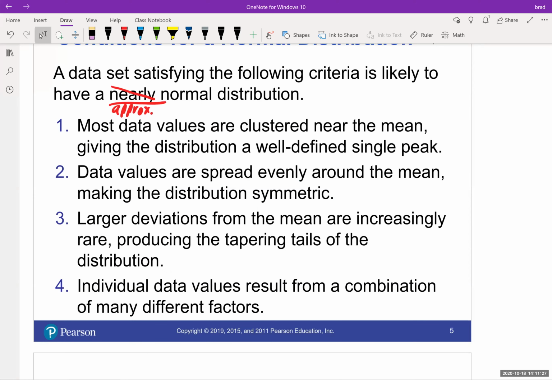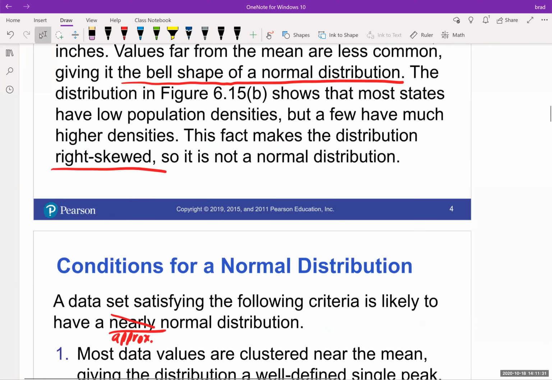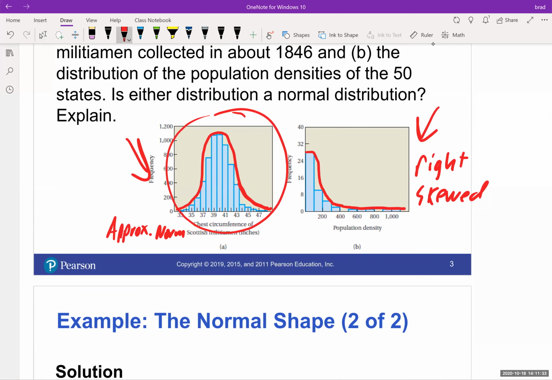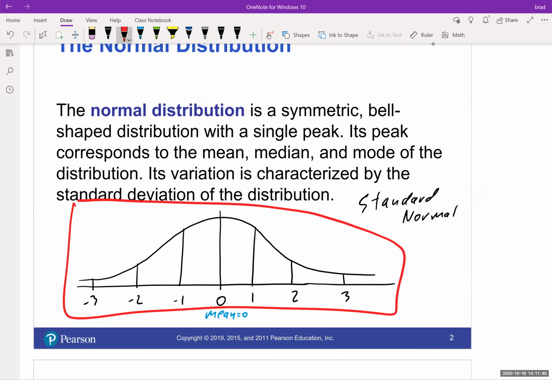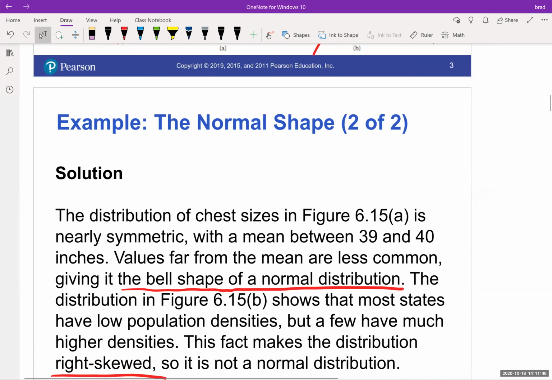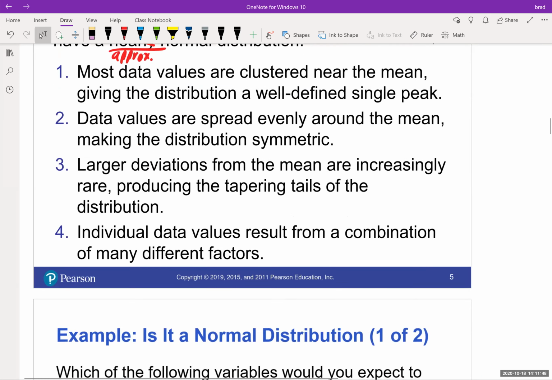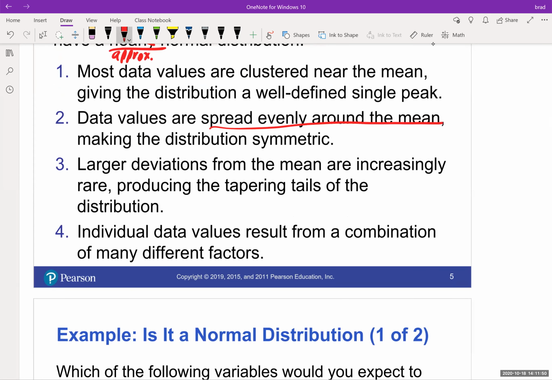Data values are spread evenly around the mean, making the distribution symmetric. So once again, we're really looking at this graph. This one obviously is not normal distribution. And then this is my drawing right here, right? This is that one peak. Everything's clustered in the middle, and then it spreads out throughout the graph as you go further and further away from the mean. Okay, so spread evenly around the mean, making the distribution symmetric. That's what we're looking for.